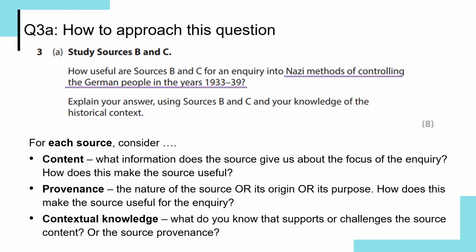So what information does the source show that you could use as evidence for the topic in the question? For the provenance, does the nature, that's the type of source, or origin, or purpose make it more or less useful? And then does your knowledge support or challenge the source, or the source's provenance? It's not about writing huge amounts. 1 point on each of these 3 aspects can achieve a high mark if done well.